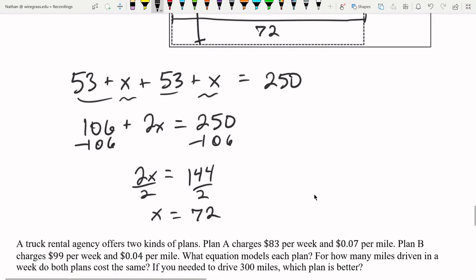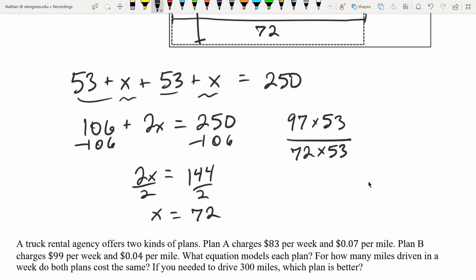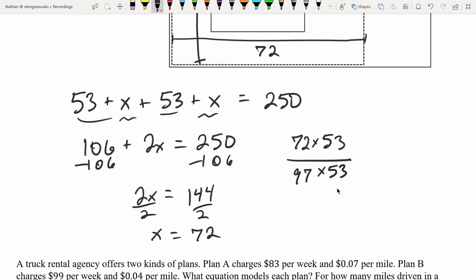97 by 53. So we take 97 times 53. And if we divide this number by the area of the fenced-in land, which is 72 by 53, that's going to give us our percentage. Actually, we should do it the other way around. My bad. This is the total area, and then you divide it by the portion that's fenced in. So it's always going to be the smaller number divided by the bigger.